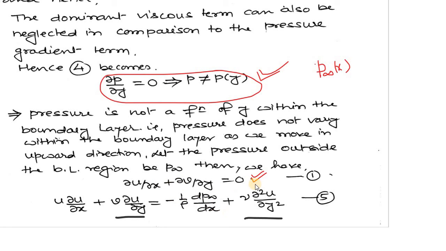So del u by del x plus del v by del y equal to 0, and u del u by del x plus v del u by del y equal to minus 1 by rho dP infinity by dx plus nu del square u by del y square. These two equations are known as the Prandtl's boundary layer equations over a flat surface.